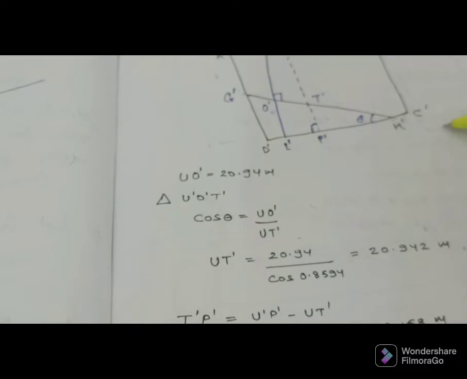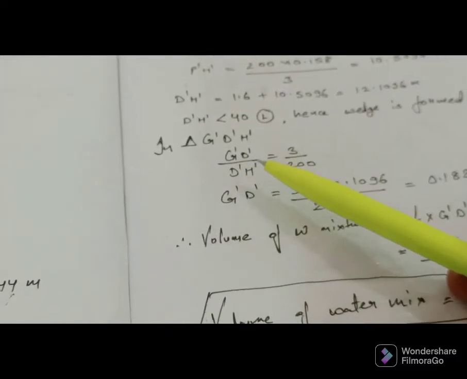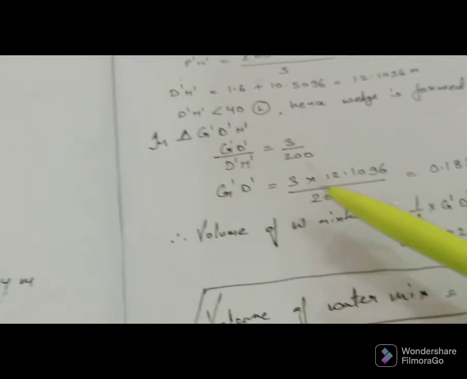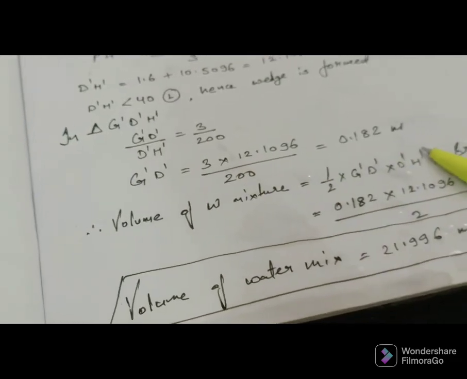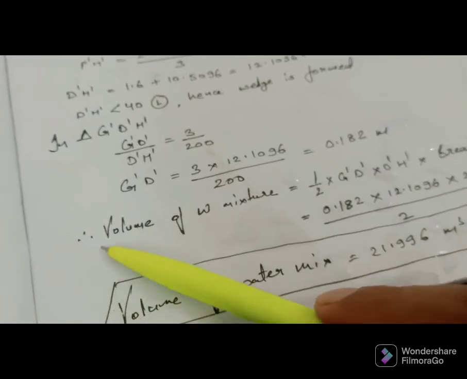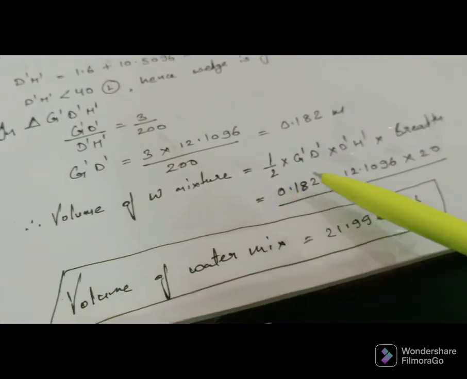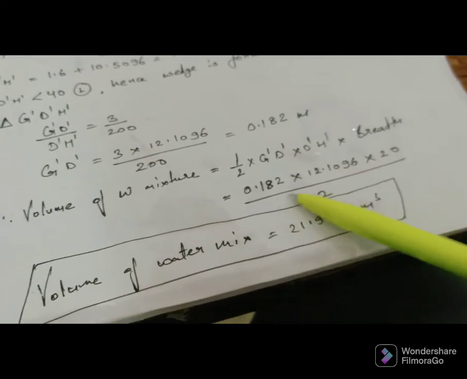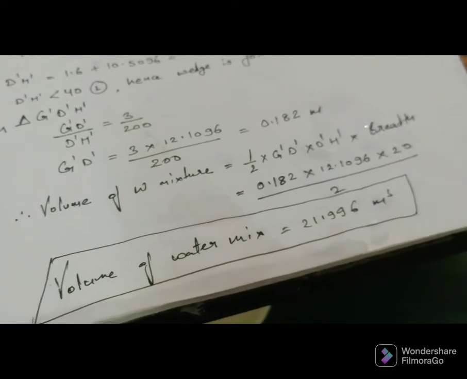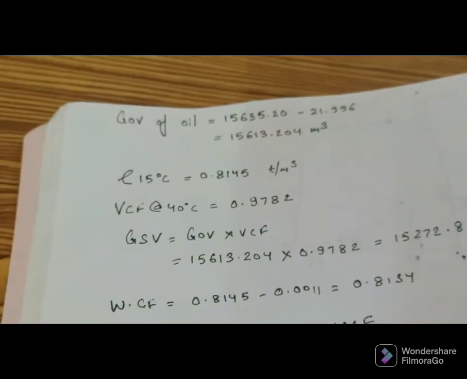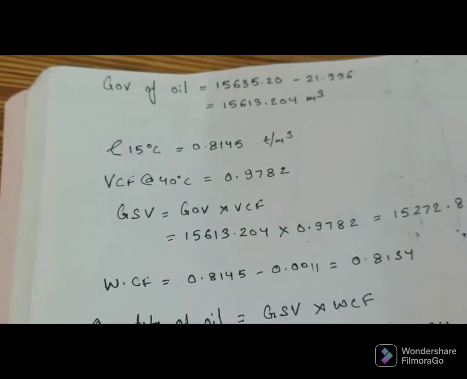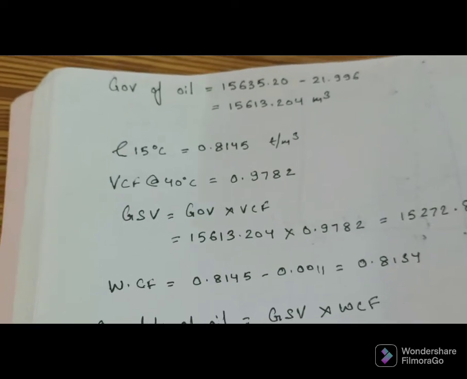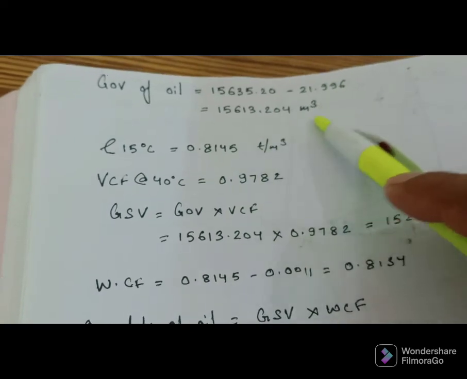So in triangle G'D'H', we just put the value G'D' upon D'H', which is trim upon LBP. So we get the value G'D' by calculating all this. If we know the value of this one, now we can easily calculate volume of wedge. So volume of wedge is equal to 1 by 2 into, means this is the area of triangle G'D'H', into D'H' into breadth. So by this we have calculated volume of wedge. So these two we have calculated, and by calculating these two we can get the overall volume of oil. So this we just calculated minus wedge, so we get this meter cube.